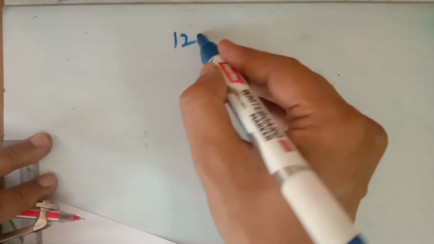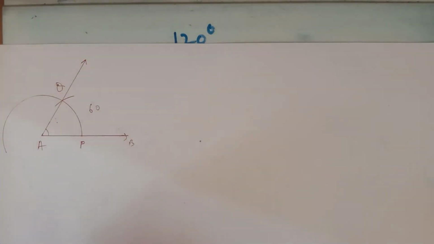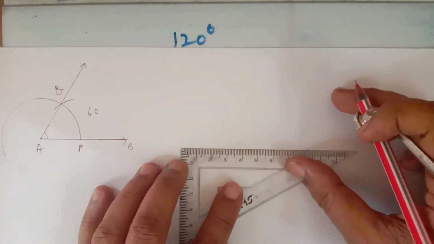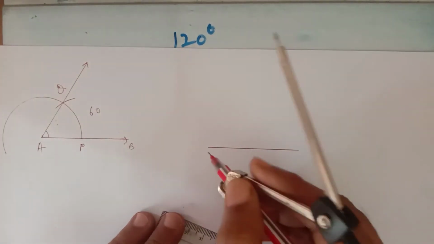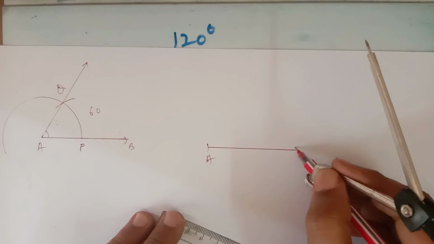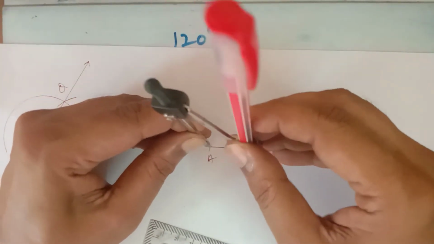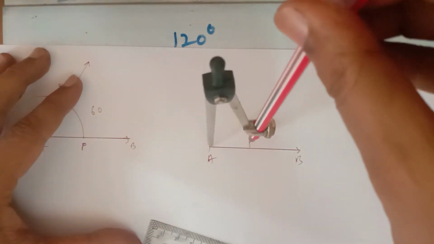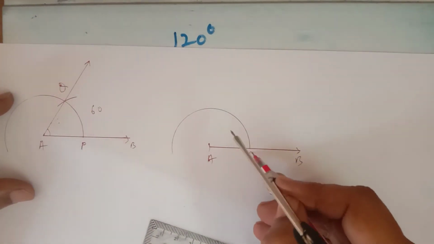Okay. After that, we'll draw a 120-degree angle. Same way, you draw any ray, call it AB. With A as a center and any radius, you draw an arc like this with the same radius. Suppose this is intersecting AB at P.